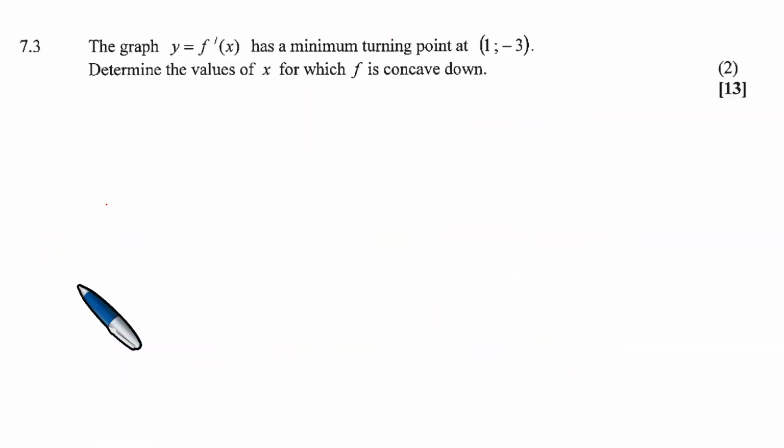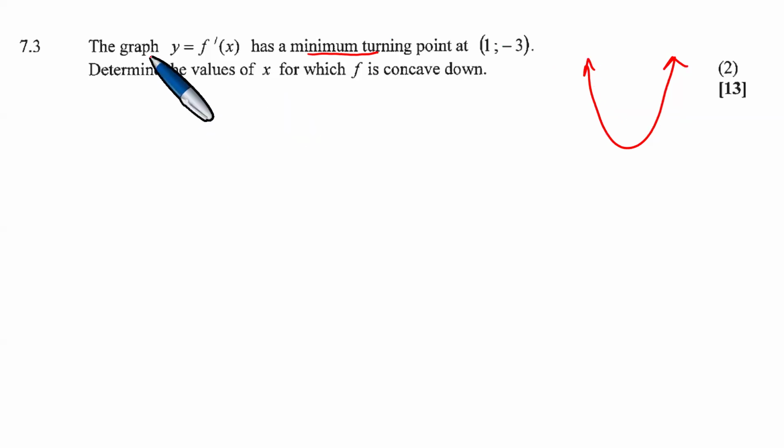The next one is a very nice question, saying the graph y equals f prime of x has the minimum turning point at (1; -3). Determine the values of x for which f is concave down. The minute the examiner says the graph y equals f prime of x has a minimum turning point, it means that we're dealing with a parabola. We do parabola graphs in grade 11.